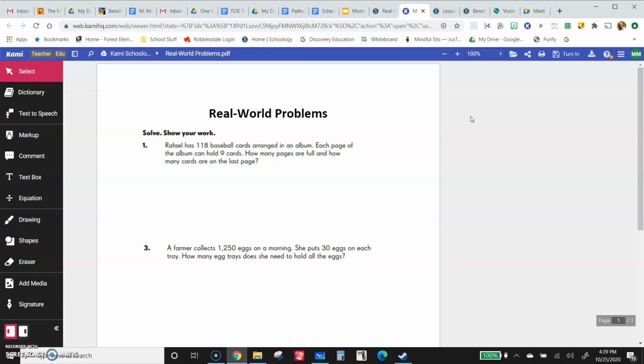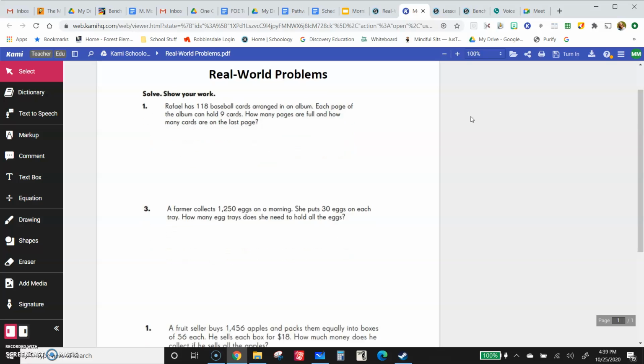So think about, okay, Raphael has 118 baseball cards arranged in an album. An album is like a book. Each page of the album can hold 9 cards. So he's taking his cards and he's splitting them into groups of 9 because each page can hold 9. How many pages are full and how many cards are on the last page?